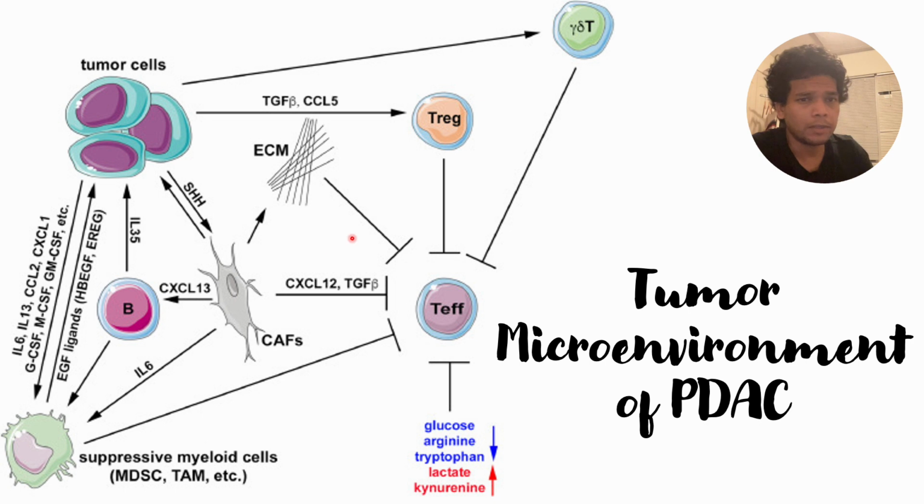Apart from this, the T regulator cells will also increase because of the release of TGF beta and CCL5 from the tumor cells, and that will cause the upregulation of these T regulator cells, which inhibits the function of the T effector cells. So this is another factor.